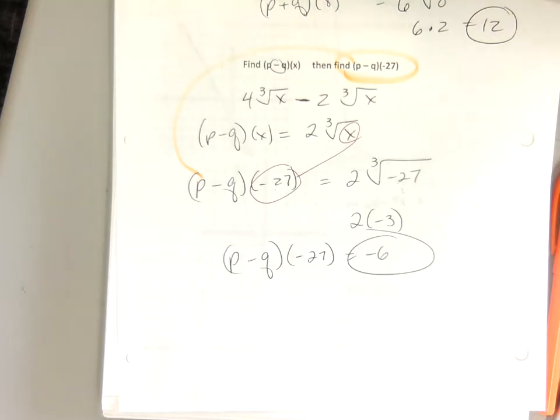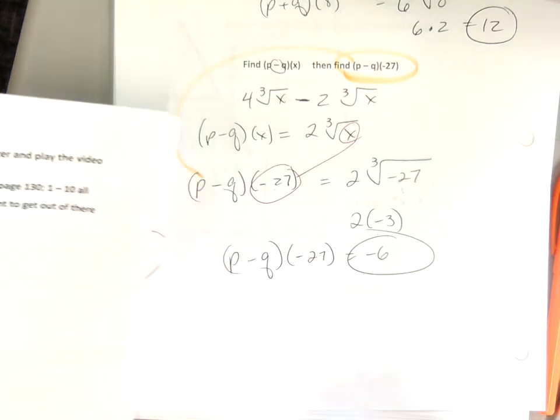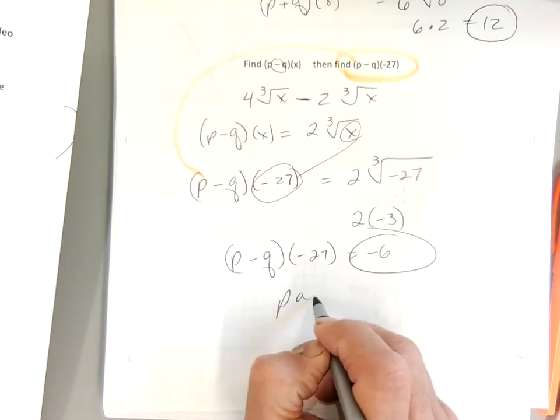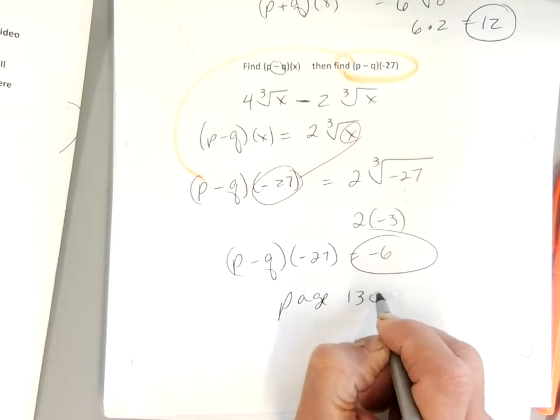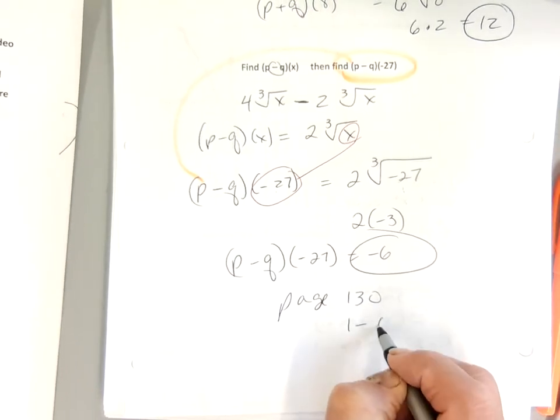You do have a homework assignment, and it is, just a second, out of your journal. It is going to be page, hold on, page 130. So page 130, you're going to do 1 to 10 all.